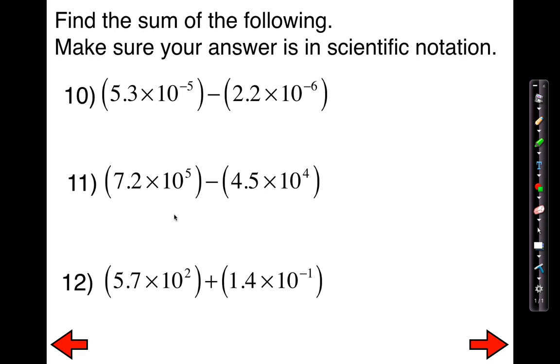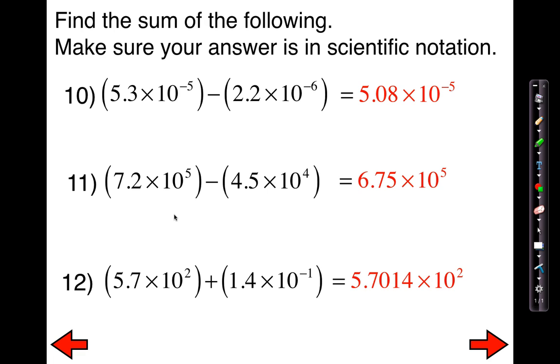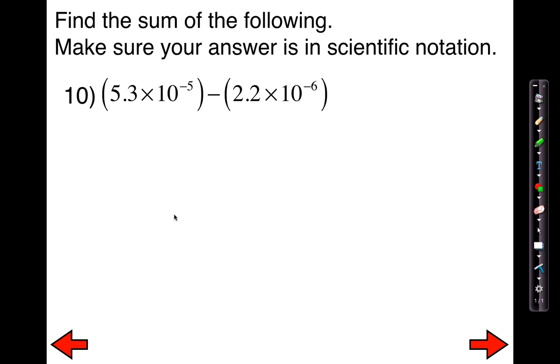Okay, so we're going to go ahead and try the next 3 problems on your own. So go ahead and pause it and let's see how well we do. Okay, so I'm just going to quickly go over the answers, and then after I go over the answers, I'll go ahead and go step by step into the steps of how I got the answer that I did. Number 10, the answer is 5.08 times 10 to the negative fifth. Number 11 is 6.75 times 10 to the fifth. And number 12 is 5.7014 times 10 squared.